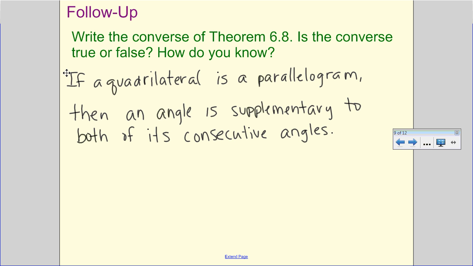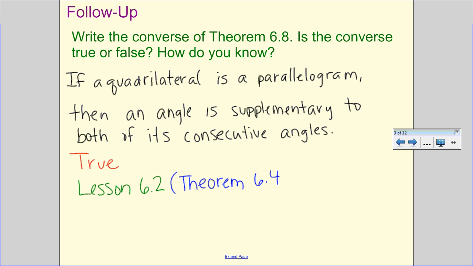So is this true? Once again, yes, this is true, because we saw this in lesson 6.2. This is one of our, I believe this was the third property we had of parallelograms. And so this was theorem 6.4.